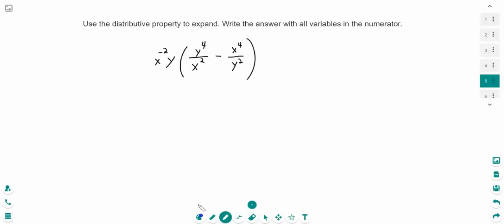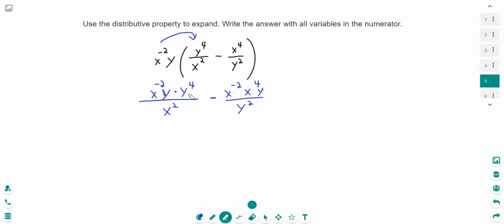All right, so let's go ahead and try this one together. So distributive property, we've done this a million times now. We'll multiply it by the first expression. We end up with x to the negative 2y times y to the fourth over x squared. And then this is going to be a minus. And then we have x to the negative 2 times x to the fourth over, a y as well. Forgot about this y here. Y squared over y squared.